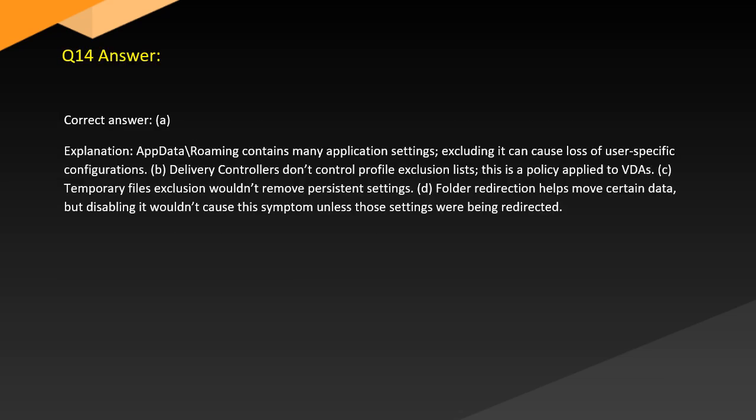Answer. Correct answer, A. Explanation. AppData roaming contains many application settings. Excluding it can cause loss of user-specific configurations. B. Delivery controllers don't control profile exclusion lists, if this is a policy applied to VDAs. C. Temporary files exclusion wouldn't remove persistent settings. D. Folder redirection helps move certain data, but disabling it wouldn't cause this symptom unless those settings were being redirected.